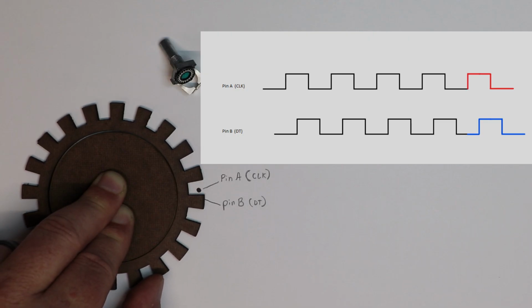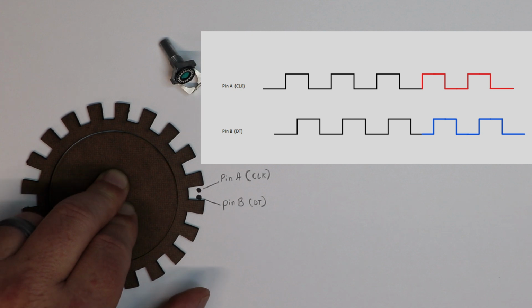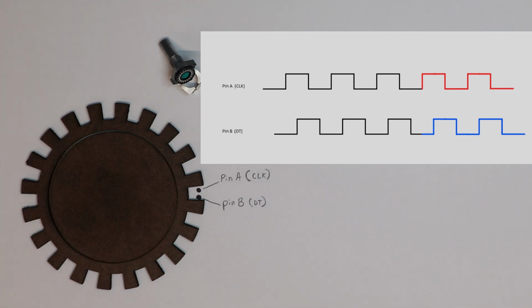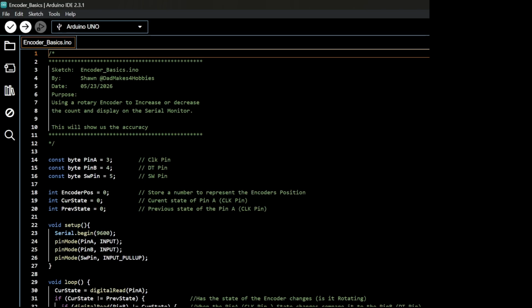Then the same thing is going to happen again with the next cycle. Pin B's high, pin A's high, pin B's low, pin A's low. And it keeps going. So this information is going to help us determine whether we are actually going clockwise or counterclockwise in our code. Alright, let's go ahead and take a look at our code.